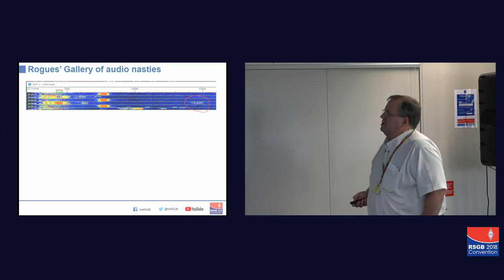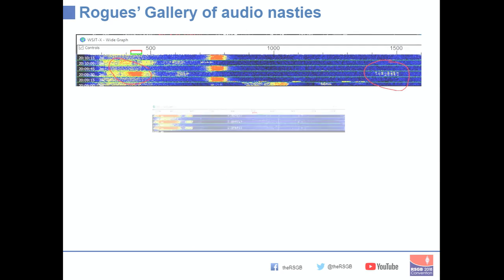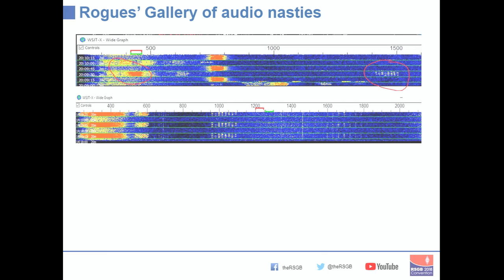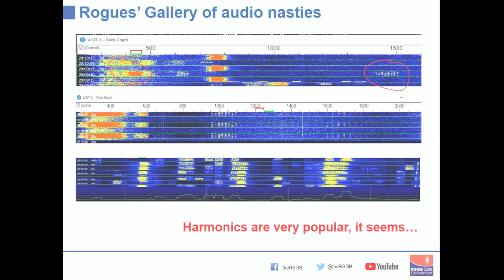Here's a couple more. So that's actually a second harmonic. That one there was a nice example where he'd managed to get his second harmonic and his third harmonic. So that was going well. This one, sorry, that was the third and the fifth harmonic. This one here, he's got his second harmonic, his third harmonic, and there's a bit of his fourth harmonic there. So harmonics are very popular with FT8 users.